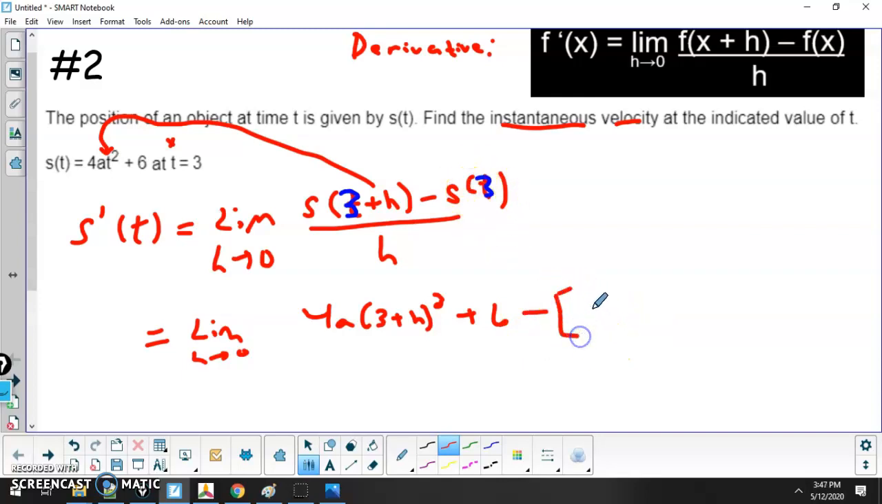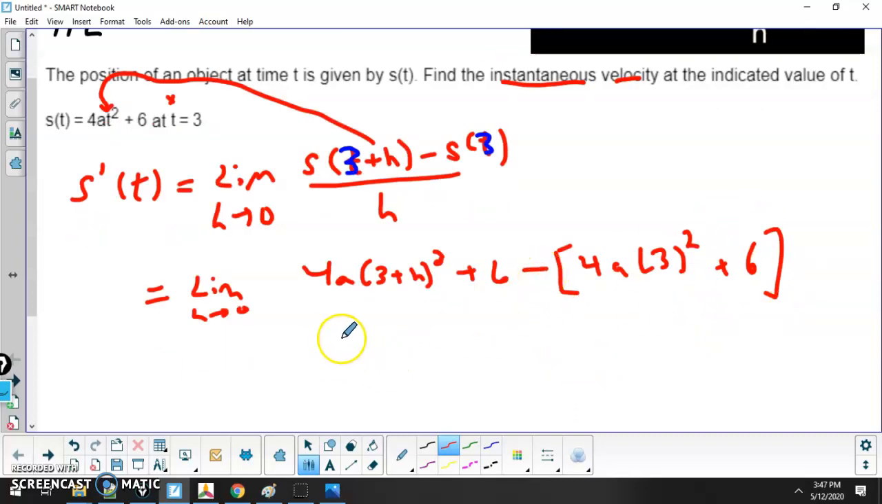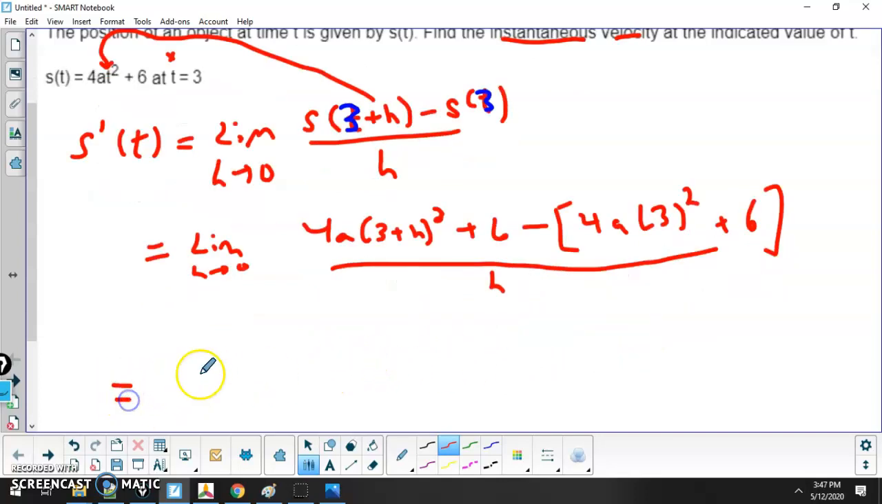Now remember, this part should be in brackets because it's like a separate function. All right, and you have to be careful to distribute to it. So it'd be minus 4 times a times 3 squared plus 6. All right, that actually becomes minus 6 after you distribute. So if you don't put those brackets, you might not see that. All over h. All right, so now ditto, it's the limit again.